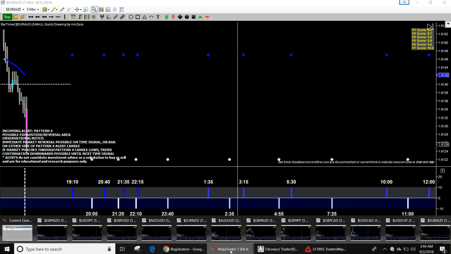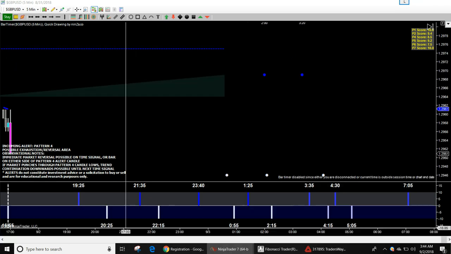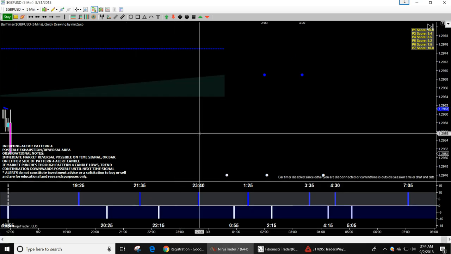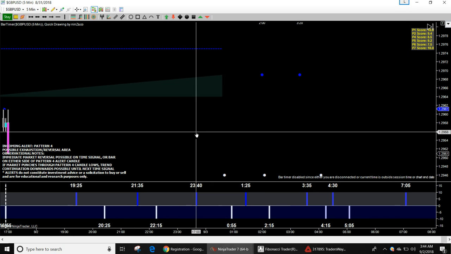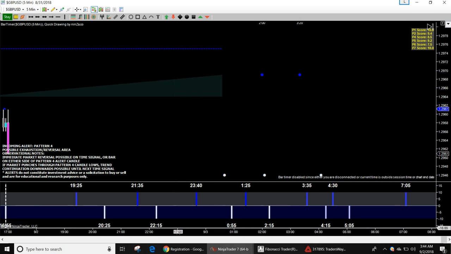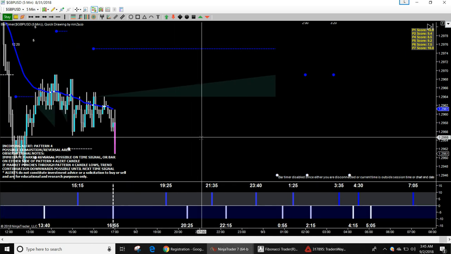And next up is going to be the GBP USD. Oh, we did that already. Here's the time signals for the GBP. Let me see if we can squeeze a couple more in.